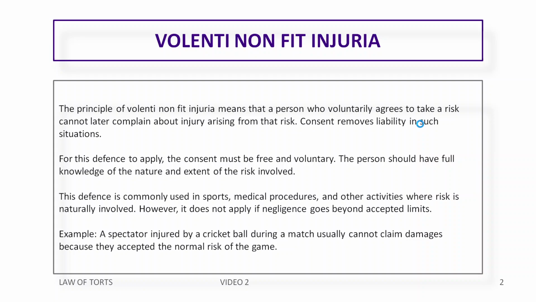For example, when a spectator watches a cricket match, they understand that a ball may come into the audience. If they get injured by a ball hit during normal play, they usually cannot claim damages because they voluntarily accept the risk.